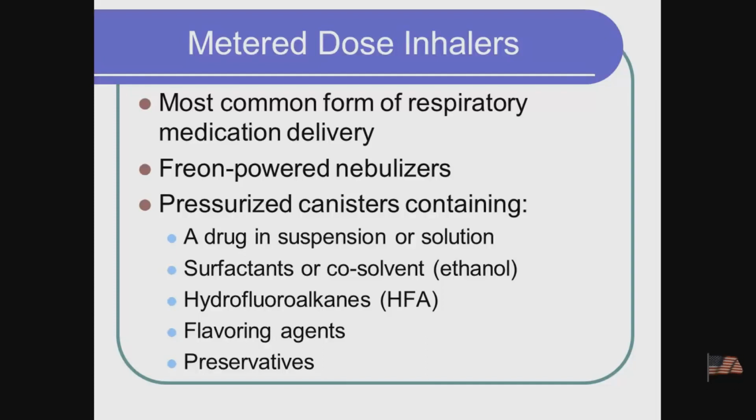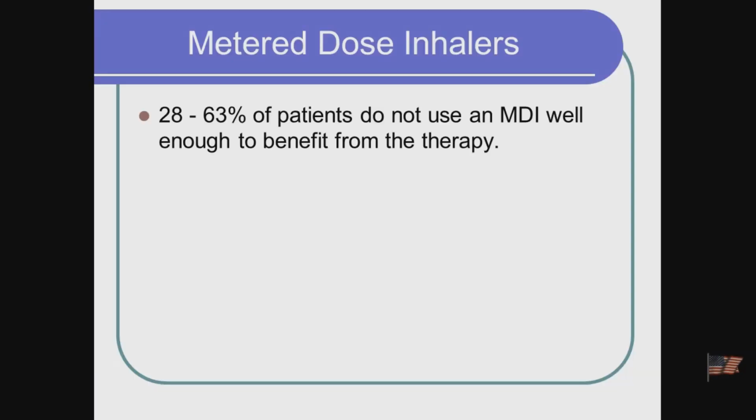The metered dose inhaler is the most common medication delivery method. The canister itself has multiple things inside of it. Besides the drug, which is in suspension, there's usually some sort of surfactants or co-solvents, often ethanol-based. We used to use, as we'll see in a couple of slides, CFCs. We now use HFAs, hydrofluoroalkanes, as a propellant mechanism. And then there's some preservatives and flavoring agents that are there.